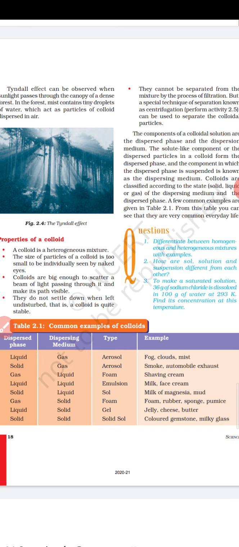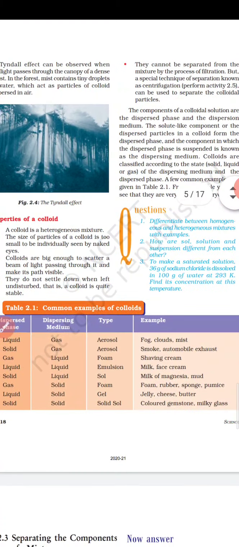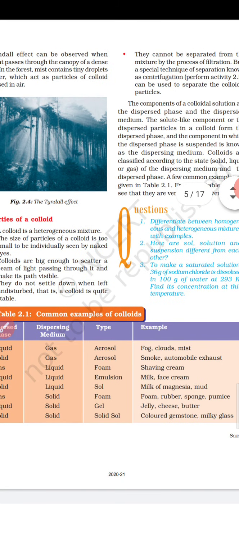वैसे ही लास्ट वाला देखें, colored gemstone या milky glass, what is the dispersed phase in this? Solid, and the dispersing medium is also solid, and this is which type of sol? Solid sol. So you have to learn all these examples. वीडियो में भी कुछ examples से जो आप learn कर सकते हैं, वहाँ से आपसे examples कभी भी पूछे जा सकते हैं. So this is all for today.